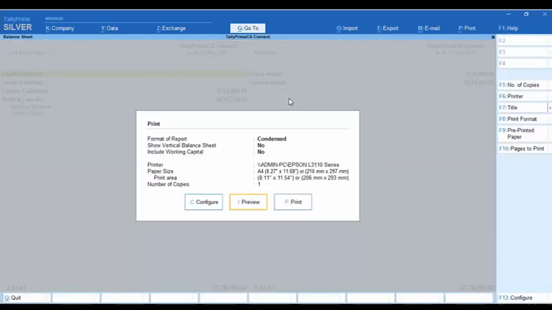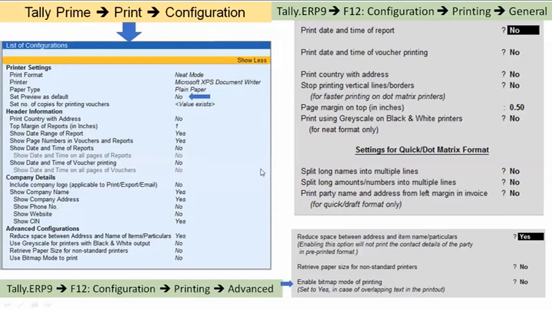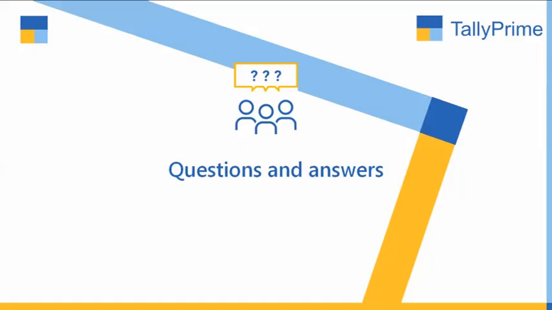Yes, set preview as default. By putting this, my cursor will point to preview. I cannot send the report directly to the printer. First it will take me to the preview level. This is again a fantastic facility available in TallyPrime, much more useful in the regular usage of our application. Please have an experience. So with this, my discussion is coming to an end.